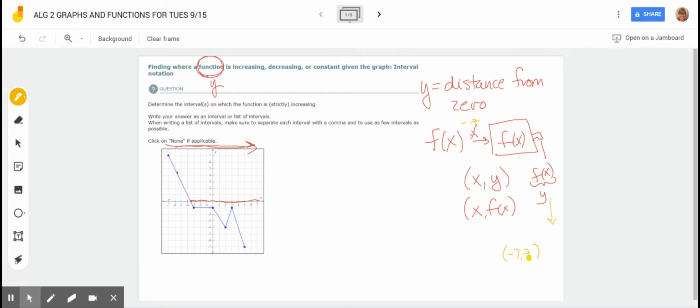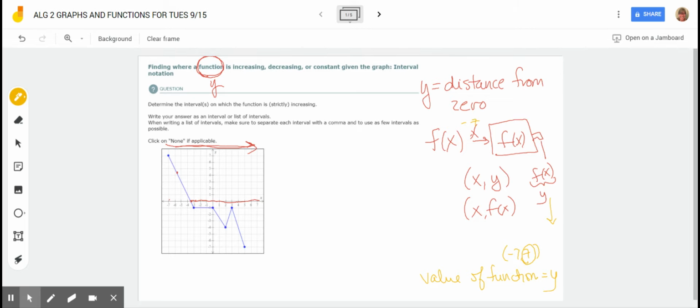What is the value of the function at -7? 7. The value of the function is equal to y. This will click eventually, and then it'll be like heaven because you'll understand it. I'm just going to keep repeating it over and over until it does.